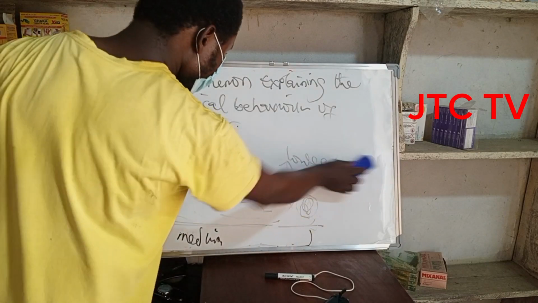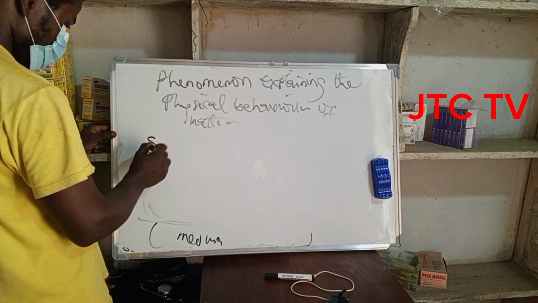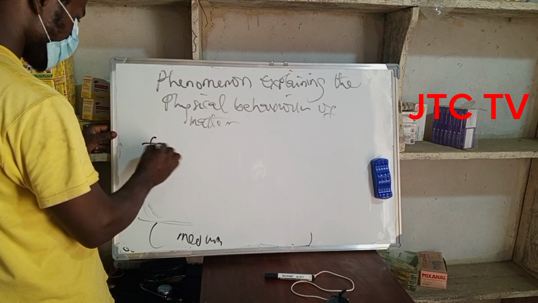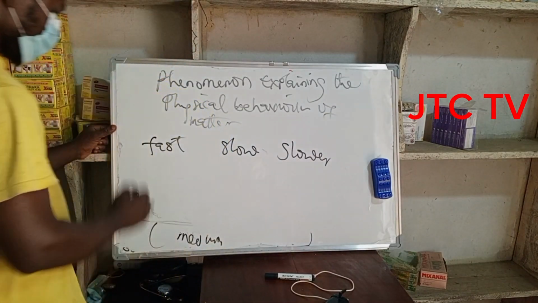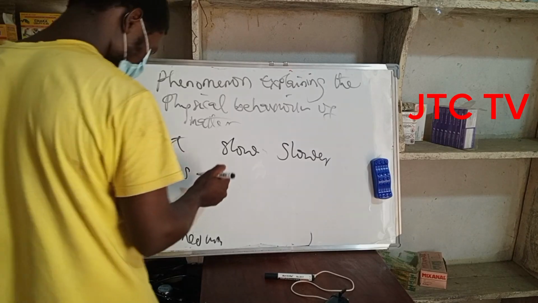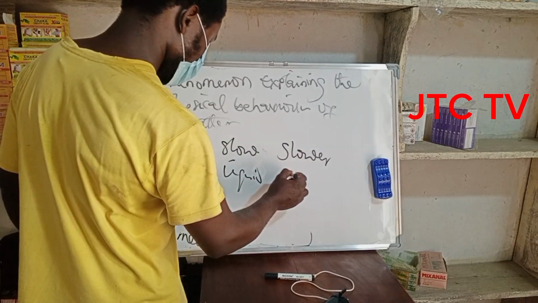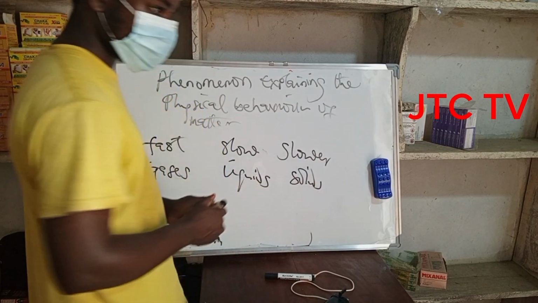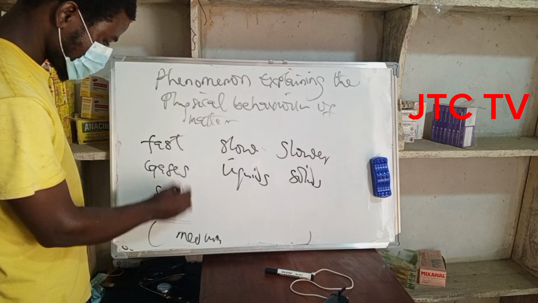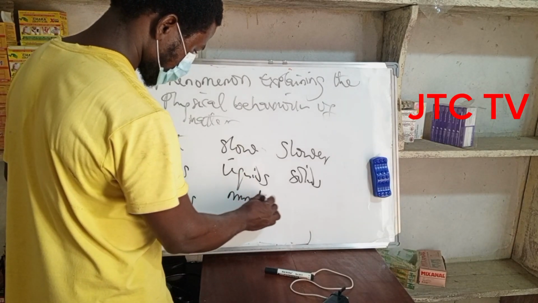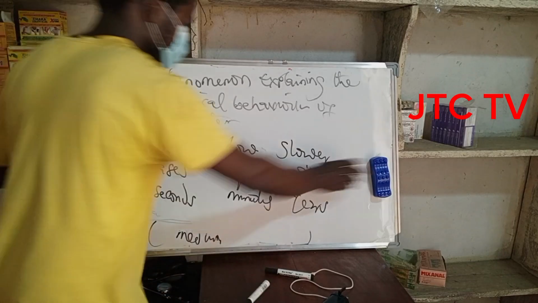This is the order of diffusion. We have fast, slow, slower. In gases, it is fast. In liquid, it is slow. While in solid, it is slower. It is extremely slow. Gases diffuse in seconds. Liquid in minutes. While solid takes years to go. So this is all about diffusion.